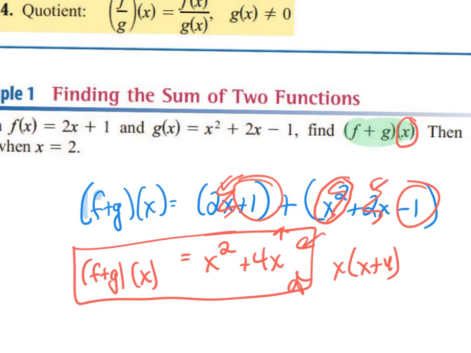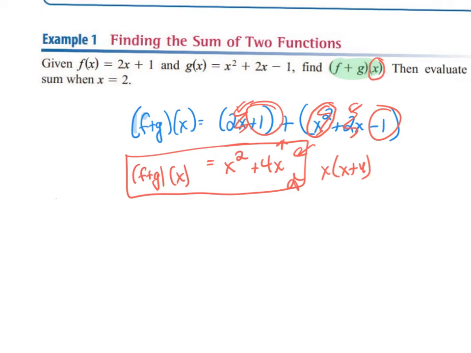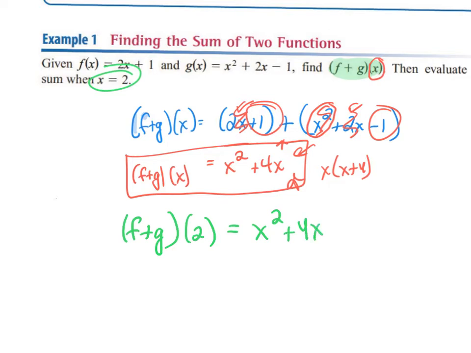Now, the second part says evaluate where x is 2. So in this case, guys, you're still adding the two functions, right? F plus g, but you don't want it in terms of x. What are you going to plug in for the x? What did they tell you? 2. Where x is 2. So your function is x squared plus 4x. When you combine those two, you get x squared plus 4x.